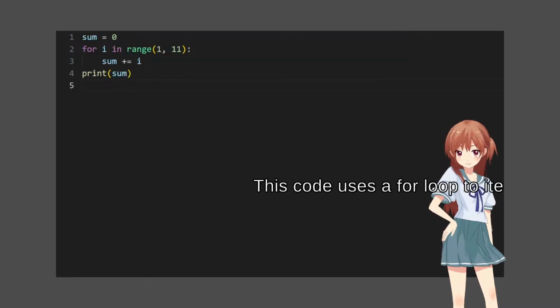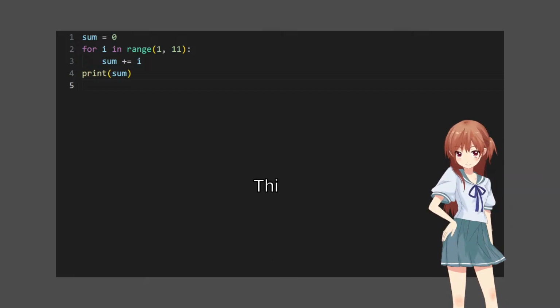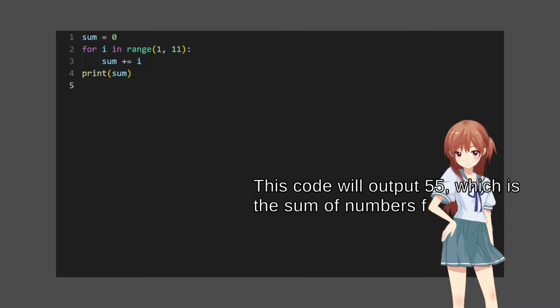This code uses a for loop to iterate through numbers from 1 to 10 and adds them to the variable sum. Finally, it prints the sum of all the numbers. This code will output 55, which is the sum of numbers from 1 to 10.